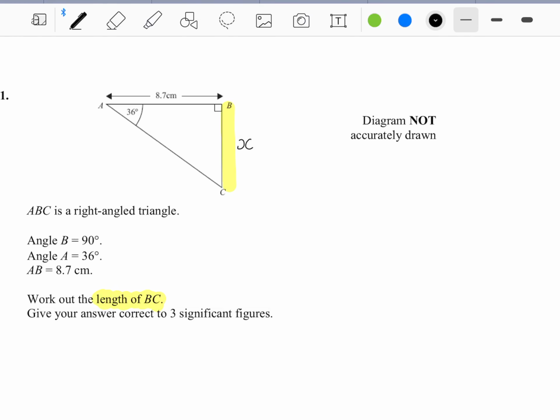So step one, you need to label your triangle with opposite, hypotenuse and adjacent. So the hypotenuse is always opposite the right angle. The opposite is always opposite the angle they've given you. And the adjacent is then the third side. You've got to look at SOHCAHTOA, and you've got to decide whether it's going to be sine, cos or tan.